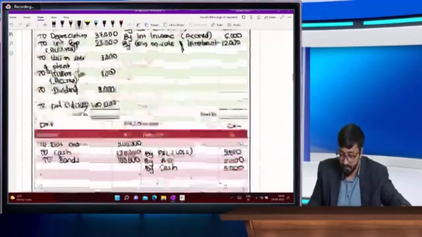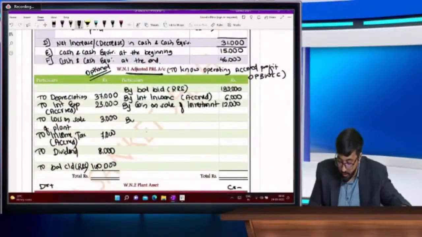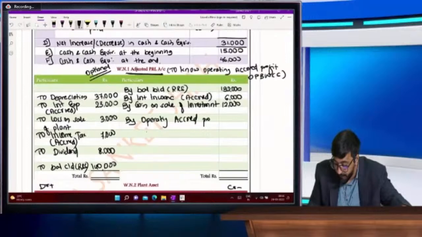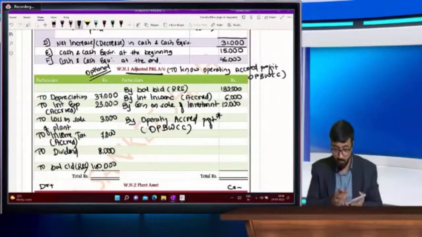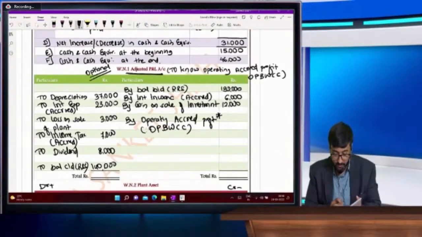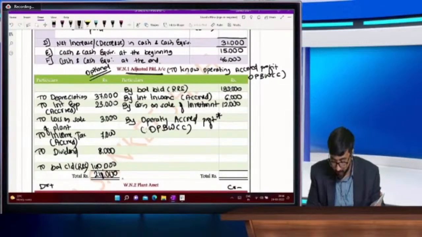Friends, now the adjusted P&L we are going to close. This is by operating profit. You can write here operating accrued profit, and for understanding purpose, this is operating profit before working capital changes. So 37 plus 23 plus 3 plus 7 plus 8 plus 140, 2,18,000. This is only a shortcut.